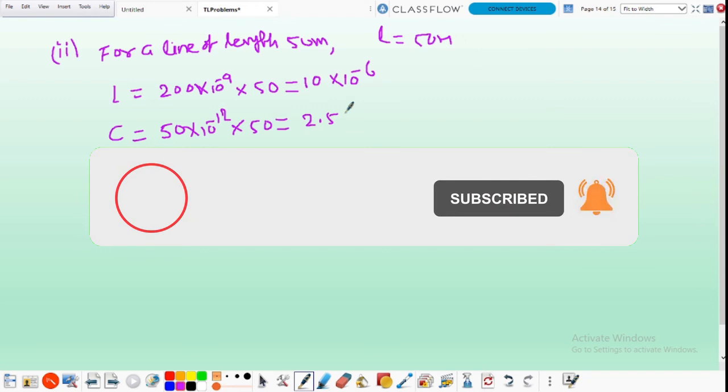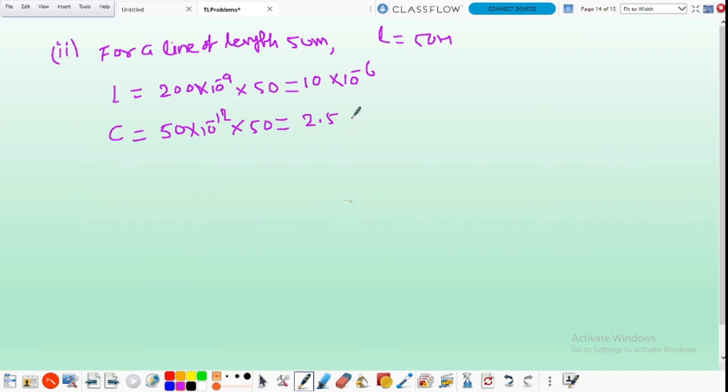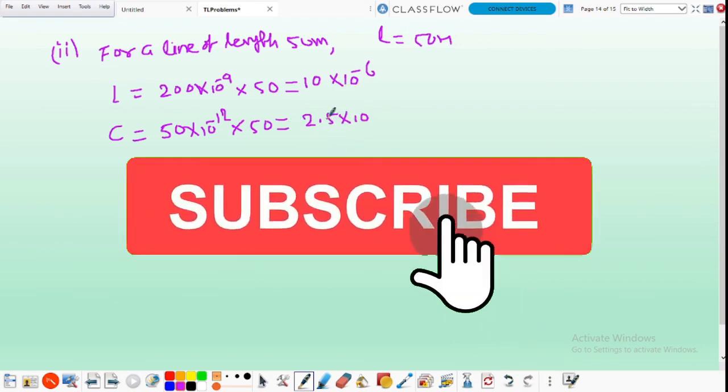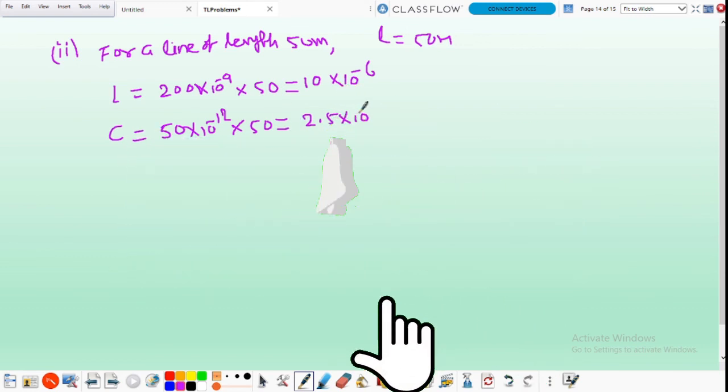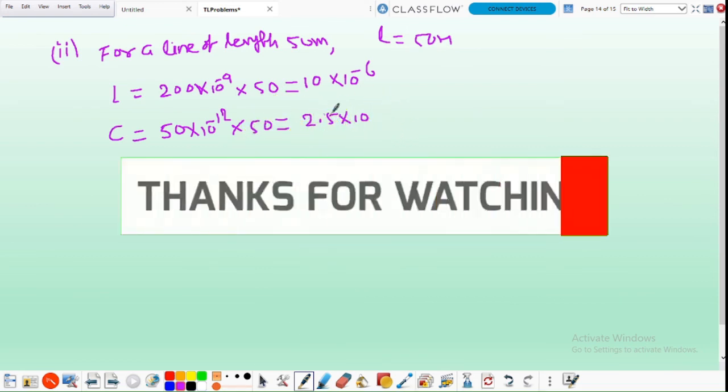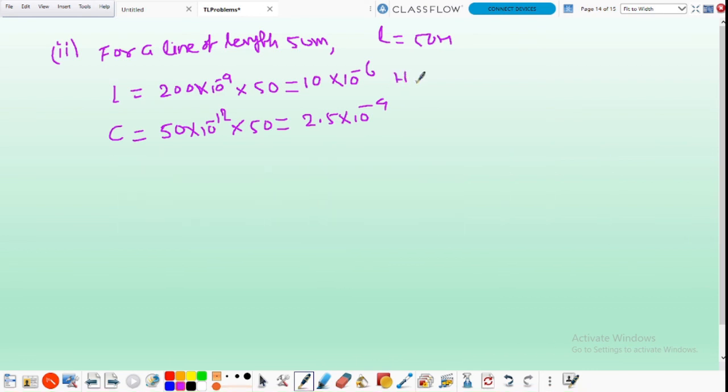That is equal to 2.5 into 10 to the power of minus 9, in henries and farads. Therefore the characteristic impedance Z0 is equal to square root of L by C, and substituting L and C values, we get the characteristic impedance value as 63.2455 ohms.